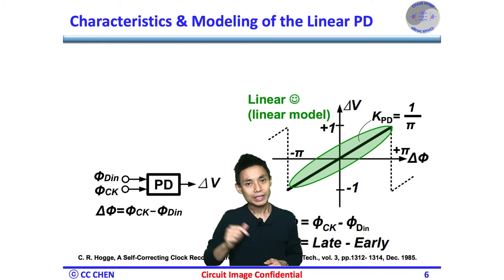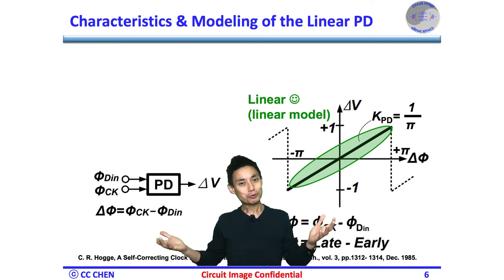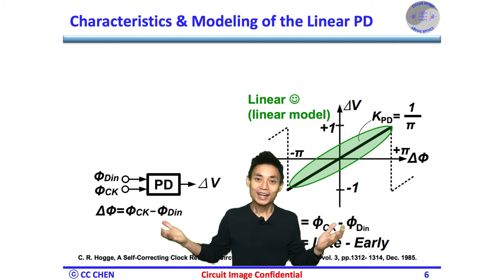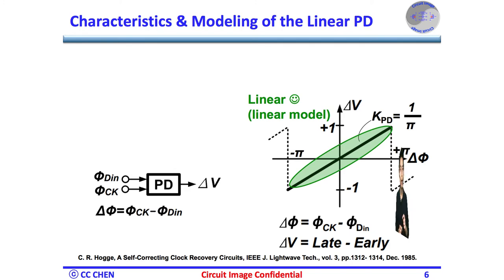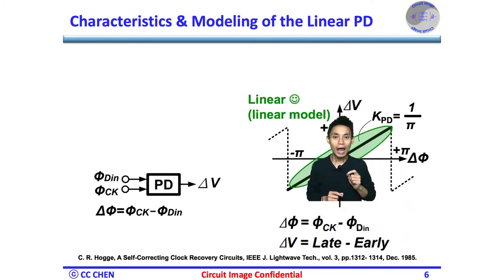Bingo! If we cannot model the nonlinear PD, why don't we just use the linear phase detector in a CDR loop? Obviously, 10 years after Alexander's nonlinear PD, Hogge proposed a kind of linear PD, whose linear transfer function shows the average output voltage is proportional to the input phase error. Again, the input phase error at the PD's input will be the clock phase minus the data phase, and the capture range of the phase error is plus minus pi.